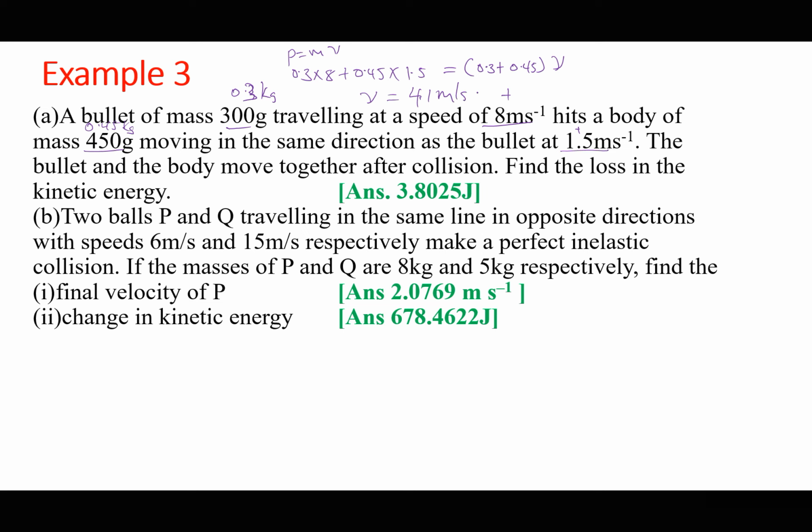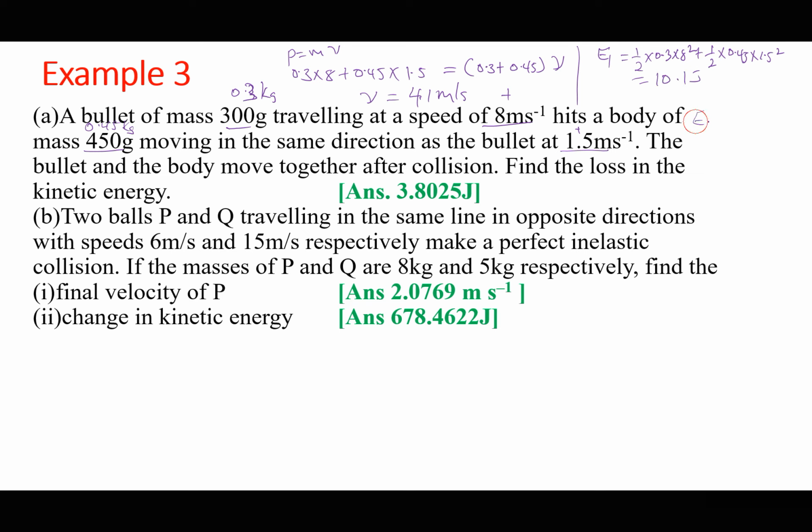Then I want to find the loss in kinetic energy. So I'll first find the initial kinetic energy, which will be a half times 0.3 times 80 squared plus a half times 0.45 times 1.5 squared, which will be 0.5 times 0.3 times 80 squared plus 0.5 times 0.45 times 1.5 squared. So this is the initial kinetic energy.